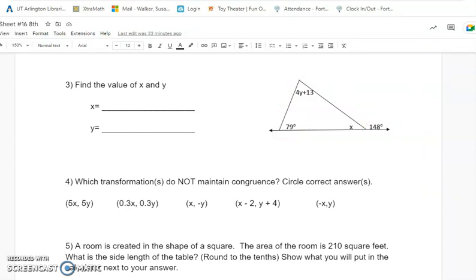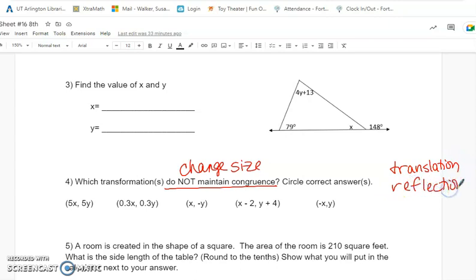Number 4: which transformations do not maintain congruence? Do not maintain congruence means they change size. So remember, the ones that maintain congruence are the first ones we learned: translation, reflection, rotation. These maintain congruence. The rest of them change size. They do not maintain congruence.